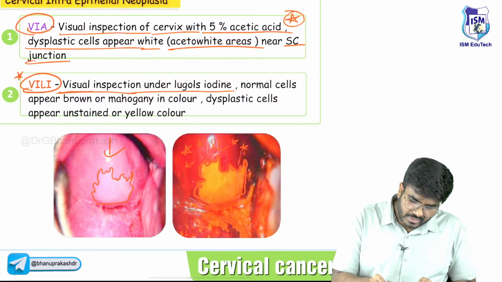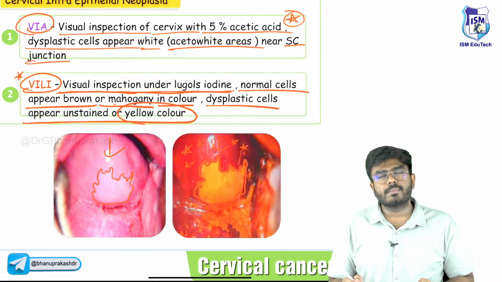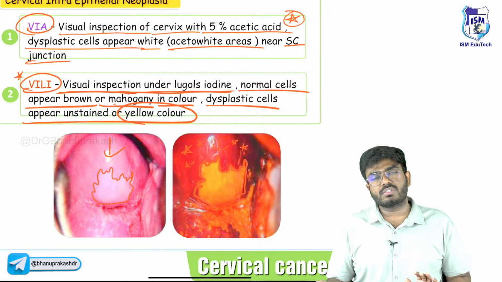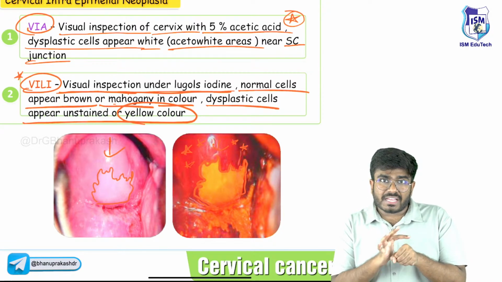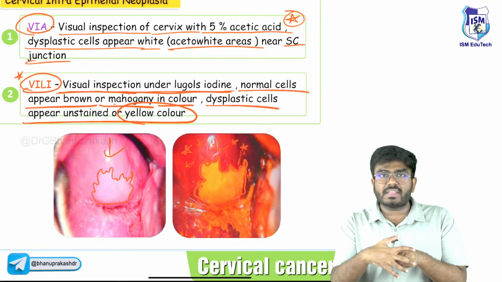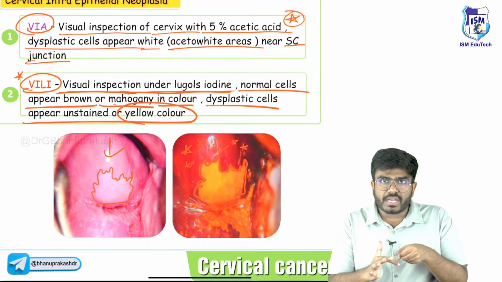Okay, so see, visual inspection under Lugol's iodine, normal cells appear brown or mahogany in color. Dysplastic cells are going to appear yellow color. So this is the image based questions which are important. So if the lesion is not visible, how to identify the dysplastic areas? Once you identify the dysplastic area, then you are going to take the biopsy. First you have to know where the dysplasia is.